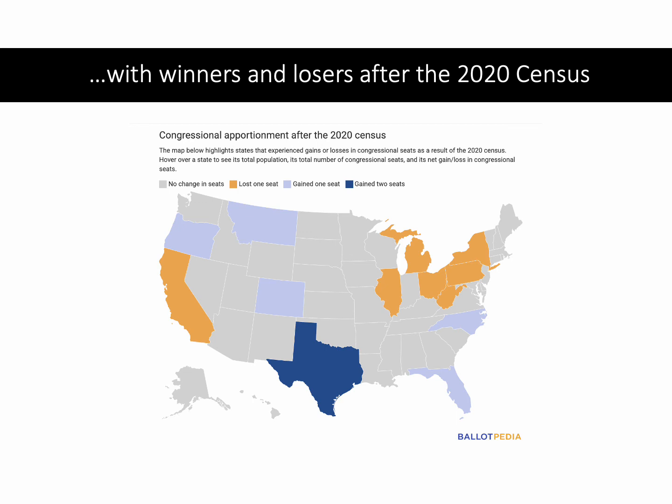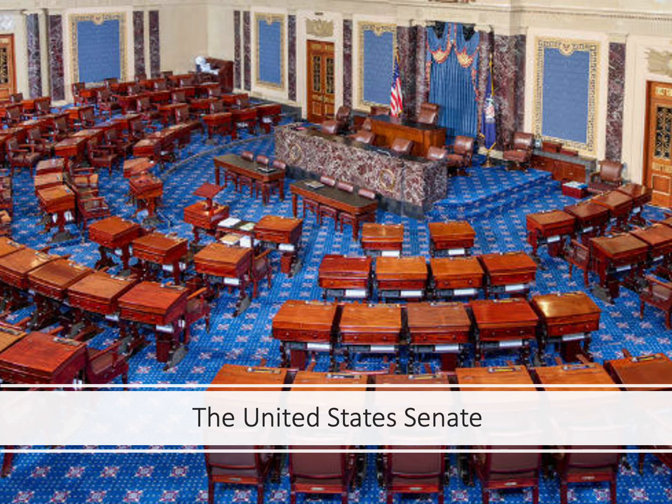And then states in the Sun Belt, particularly Florida and Texas, have tended to gain seats. But that's what happens after every 10 years. So now let's take the Senate. See how much smaller the Senate is? It's a beautiful old room.